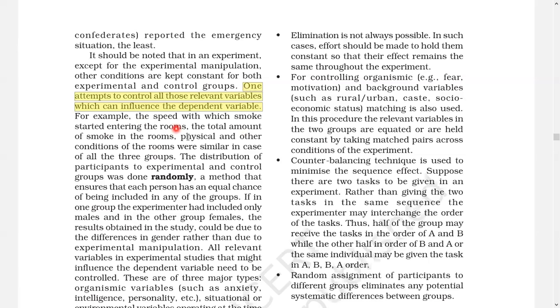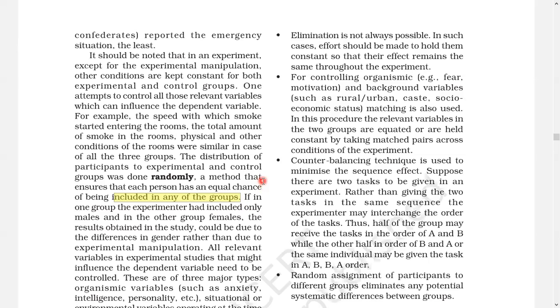So what is it? The amount of smoke, physical and other conditions like say size of the room, the speed of the smoke. These are the factors, right? Which you can say are the extraneous variables. And there can be other variables. The distribution of participants into experimental group and the control group was done randomly. A method that ensures, like the random method, that each person has an equal chance of being included in any of the groups.